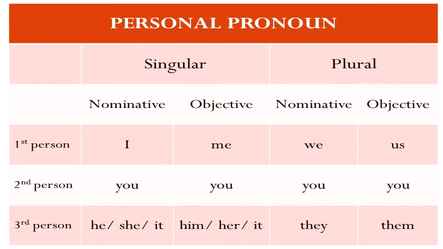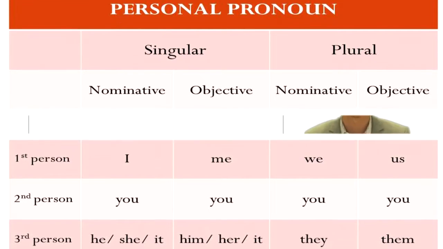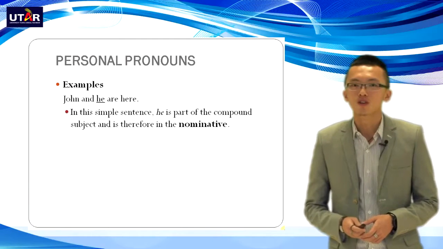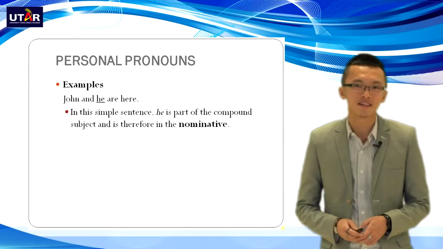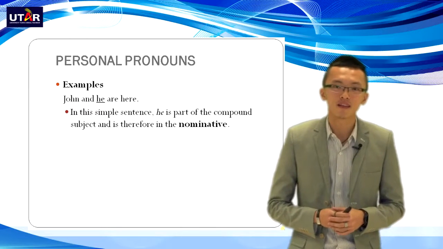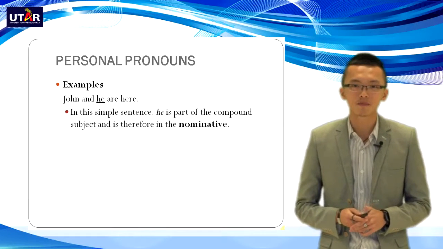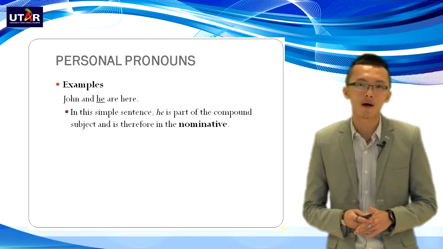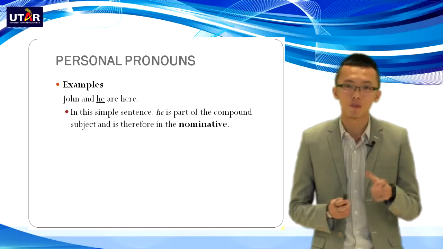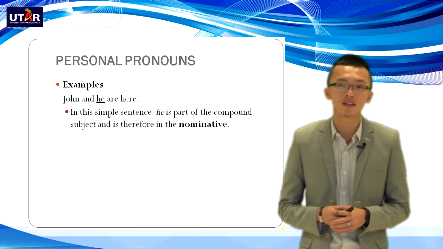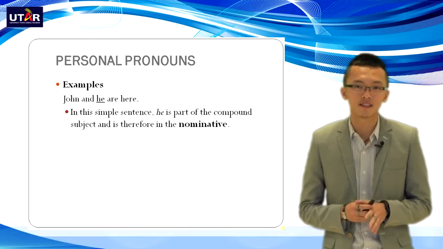Here are some examples for personal pronouns in their full sentence form. John and he are here. Now, John is a noun and he is a pronoun. In this simple sentence, he is part of the compound subject and is therefore nominative. And therefore, you use he as it is part of the subject in a sentence.